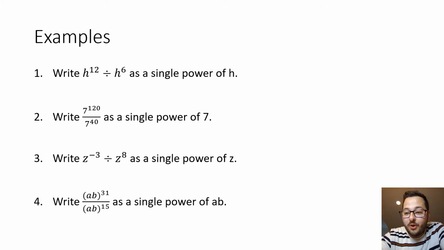Okay, so let's do a few more examples then. Pause the video, have a go. All we're doing is taking away the powers. Okay, so number 1, write h to the 12 divided by h to the 6 as a single power of h. Well, this is h to the power of 12 minus 6, and 12 minus 6 is just 6. So h to the 6.